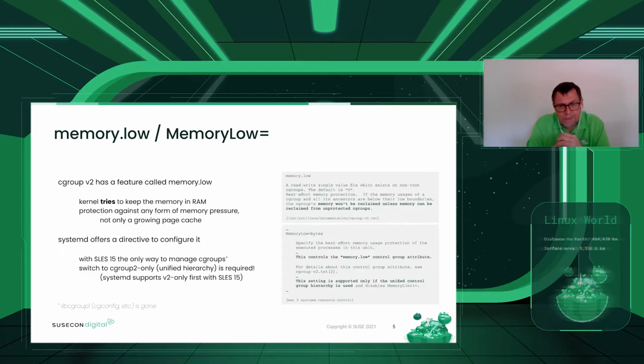But there's a catch. If we look at the man page of systemd resource control, I have put it on the right-hand side at the bottom. There I bolded the last sentence. It says the setting is supported only if the unified control group hierarchy is used. What does it mean? Basically, it's another word for we need cgroup 2 only there.